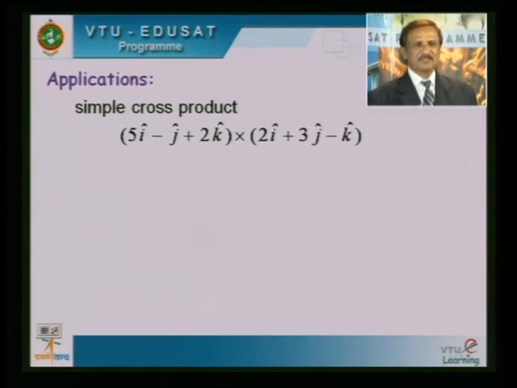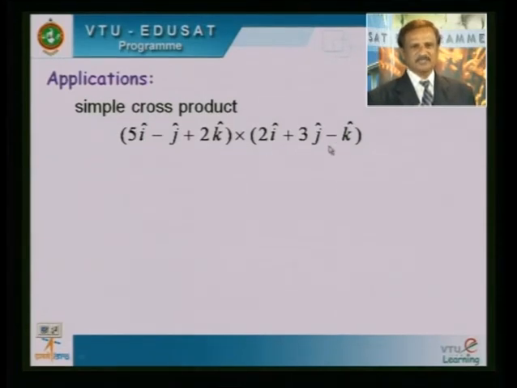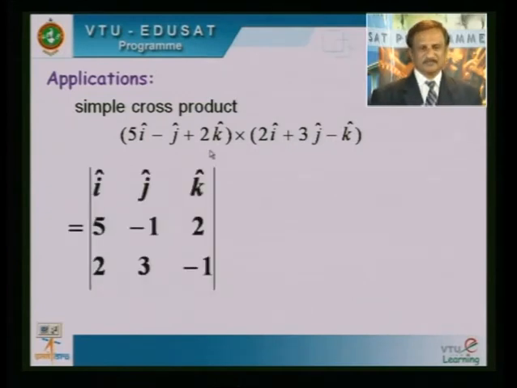So for example, it is given that two vectors, namely one vector is 5i minus j plus 2k, right? Another vector is 2i plus 3j minus k, right? Now we want to find A cross B, or the cross product of these two vectors. Is it clear? You are already familiar with the definition of cross product, right? So using the definition of cross product, you can calculate the product of these two vectors, right?